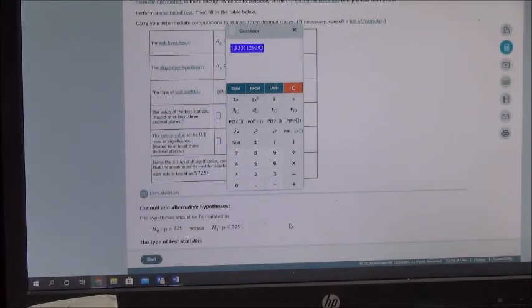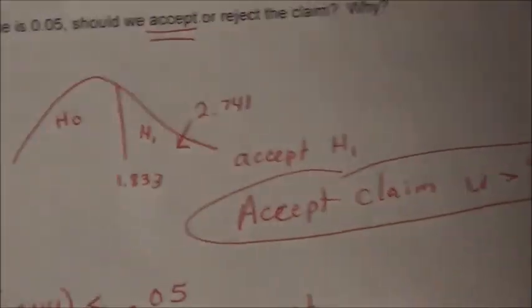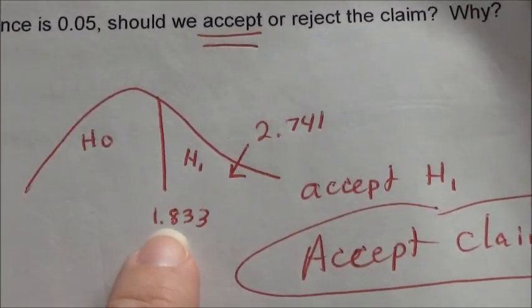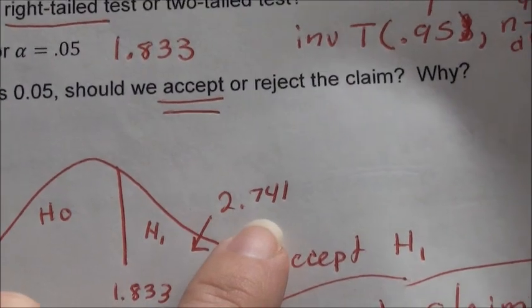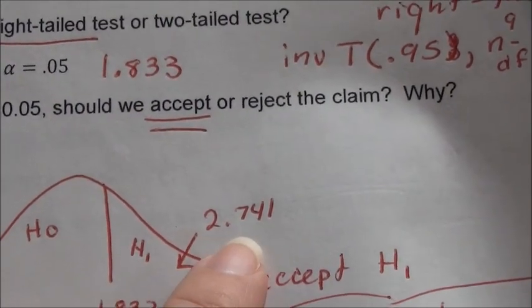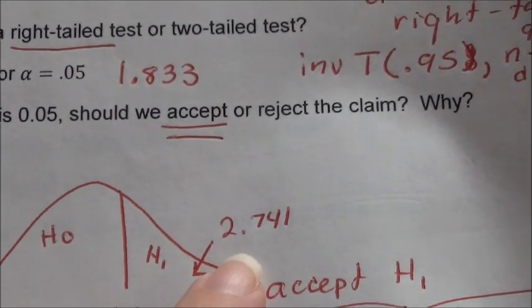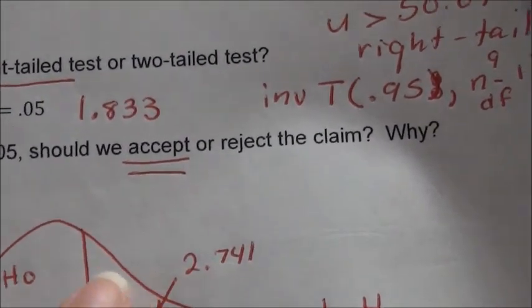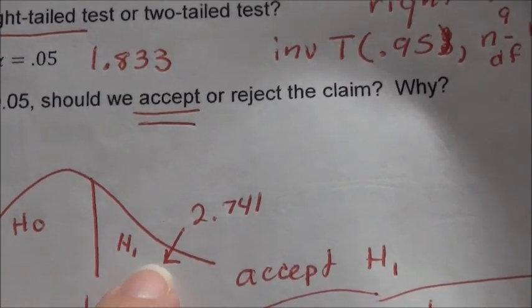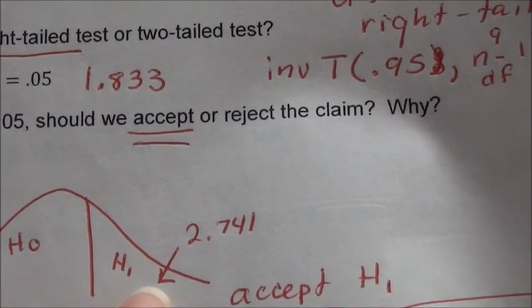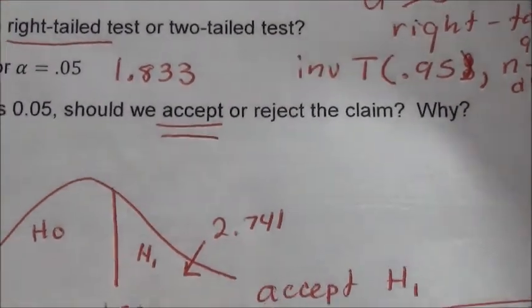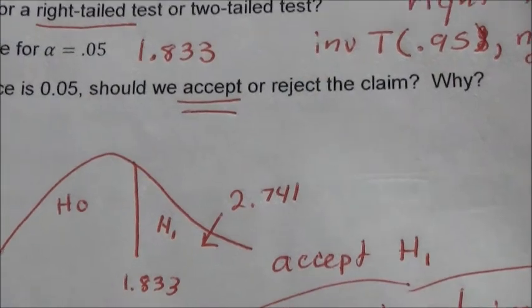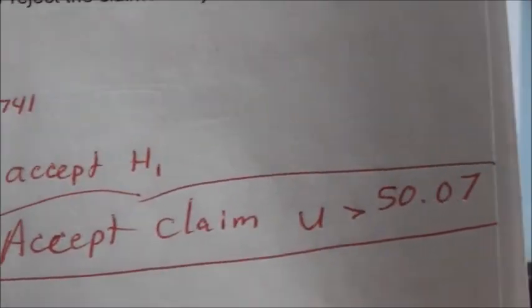It wants to know then at the 0.05 level of significance, should we accept or should we reject the claim? So again, I like to draw pictures, so I'm going to bring up my picture here. My critical value was 1.833. My test value for my t-value was 2.741. The 2.741 was greater than the 1.833, so I'm in the section where I would accept the alternative claim. And so I'm going to accept my claim that the mean is greater than the 50.07.